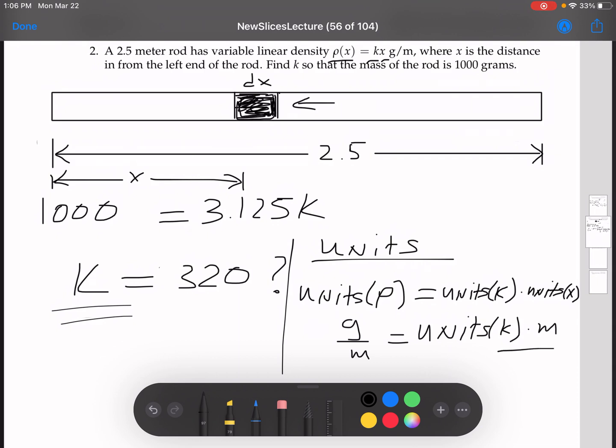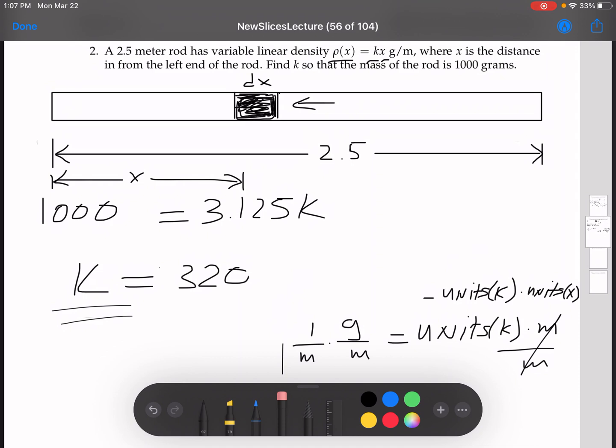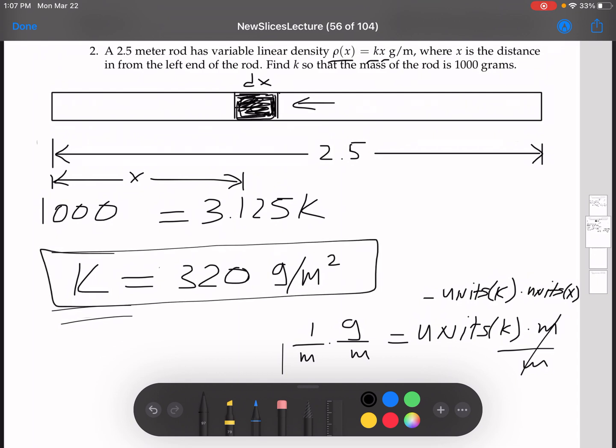So now dividing both sides by m, otherwise known as multiplying both sides by 1 over m, we see that the units for k are 1 times grams over m times m, or meters times meters. So the units are grams per meter squared. And that's our answer. So you find k, then find the units. The way that I showed here, I think is a great way to find the units.